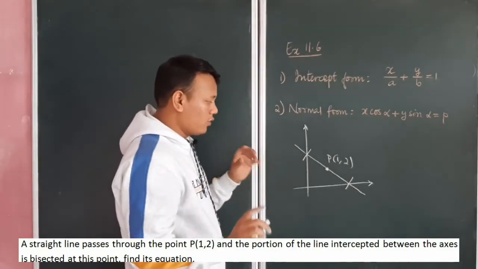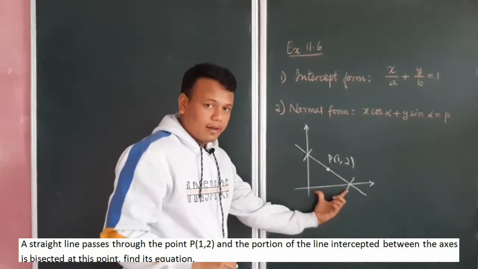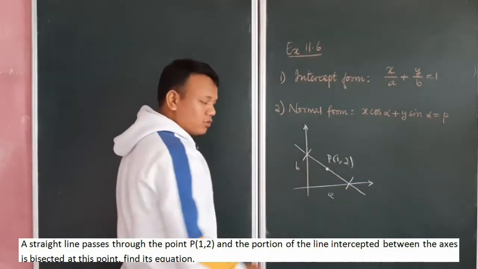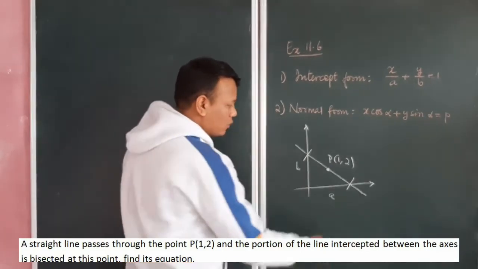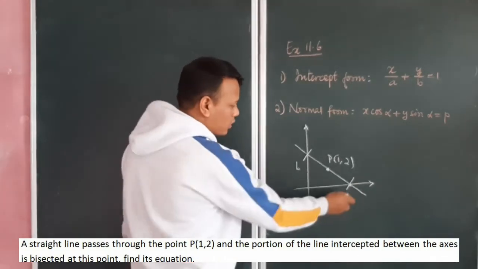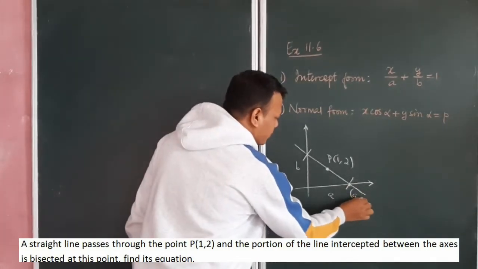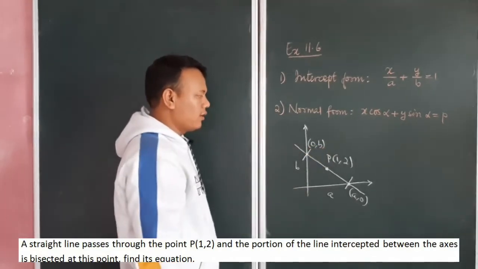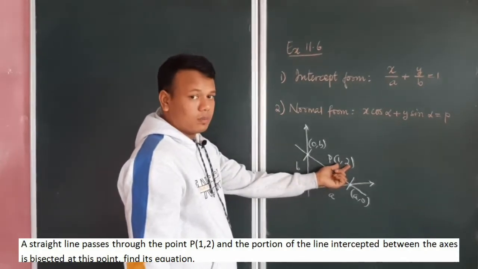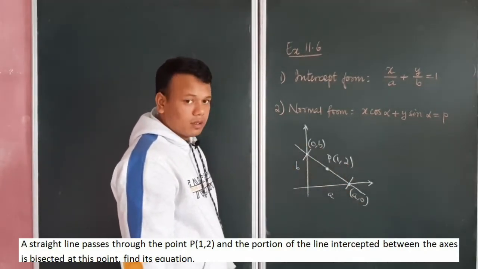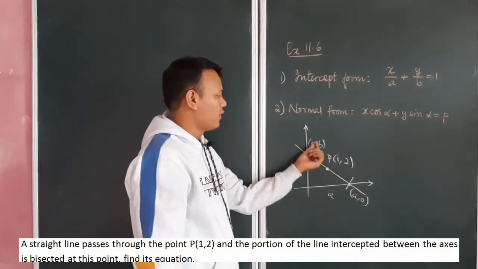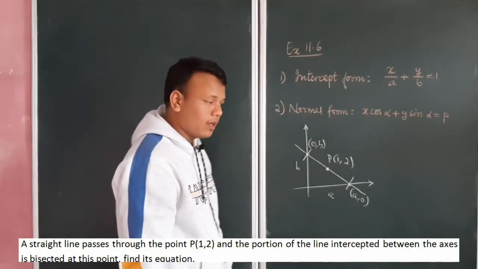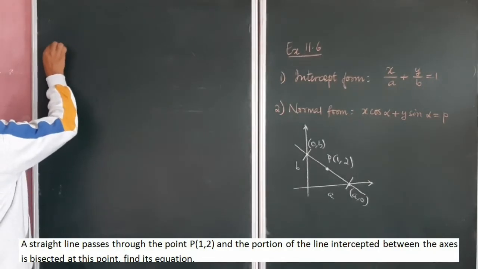Now as you know, this distance is called the x-intercept, so this is represented as A, and this distance is called B, that is the y-intercept. So the coordinate of this becomes A comma 0, isn't it? Similarly, the coordinate of this becomes 0 comma B. So basically this means that 1 comma 2 is the midpoint of A comma 0 and 0 comma B. From there we will find the value of A and the value of B, and use the intercept form to find the equation of this particular line.